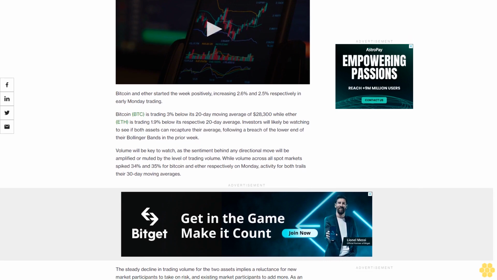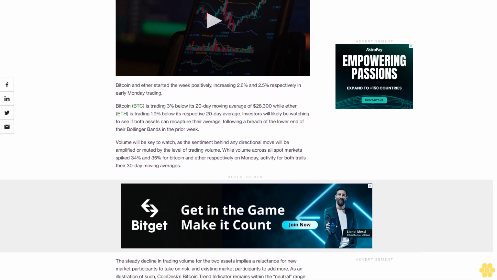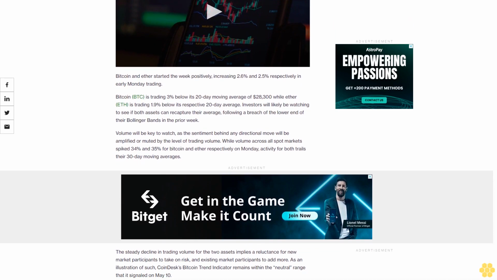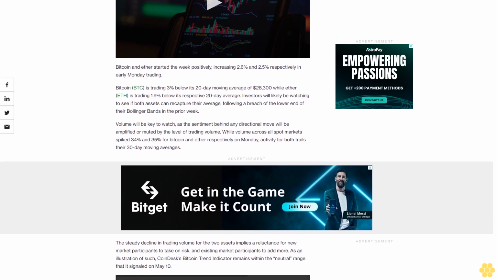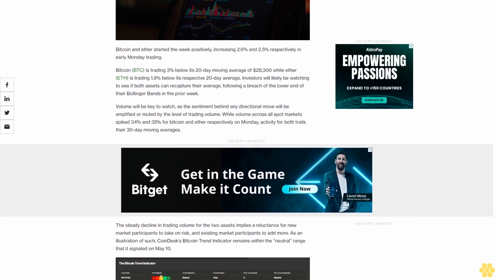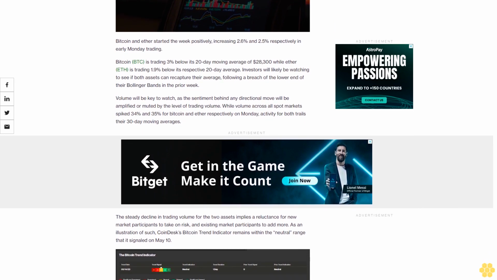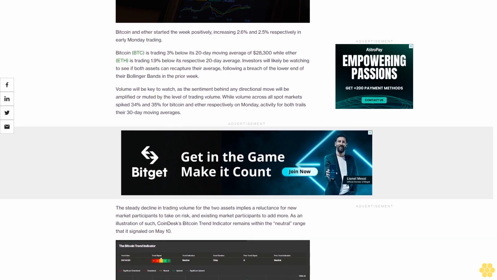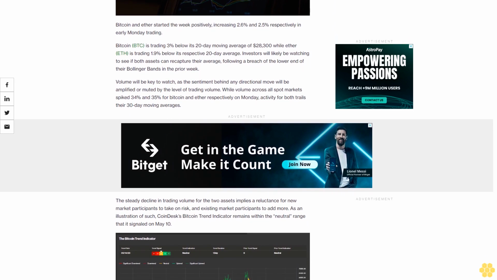Bitcoin (BTC) is trading 3% below its 20-day moving average of $28,300, while Ether (ETH) is trading 1.9% below its respective 20-day average. Investors will likely be watching to see if both assets can recapture their average, following a breach of the lower end of their Bollinger Bands in the prior week.